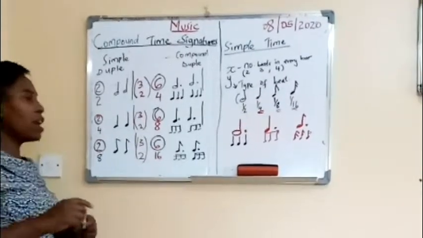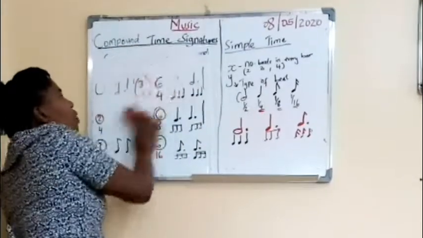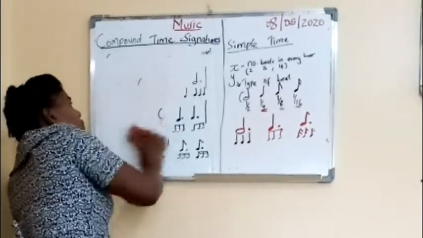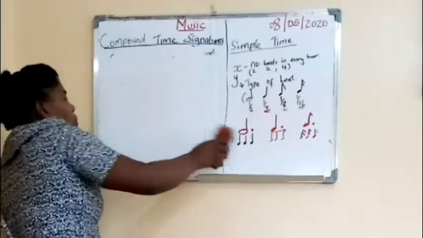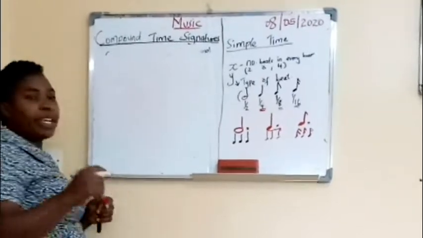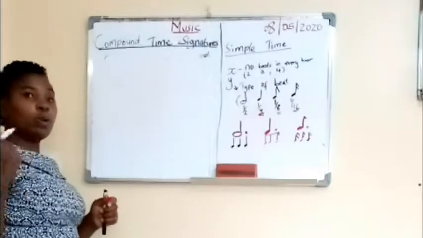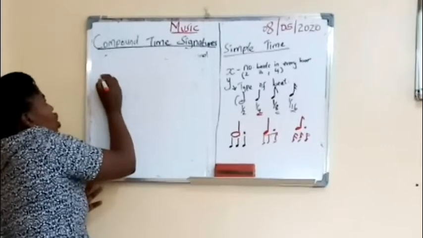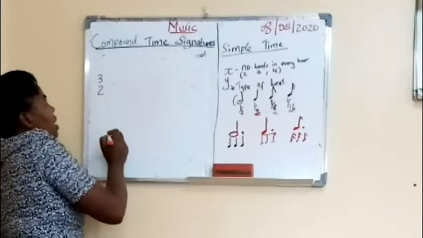And our exercise for today is, you are going to change simple triple time down to compound triple time, and also you change simple quadruple time to compound quadruple time. Now, simple triple time, you shall start with 3 minims in every bar. That is simple.